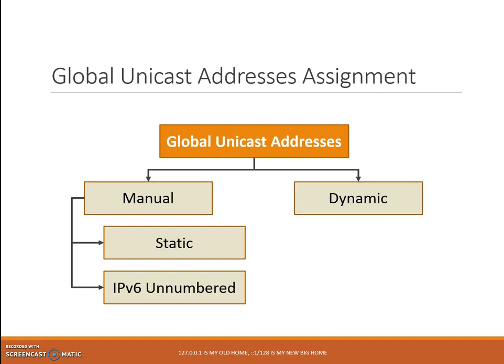Number two, IPv6 unnumbered, which is the same in IPv4 and IPv6. It allows an interface to use the IP address of another interface from the same device. The global unicast addresses can also be configured dynamically, and there are two options to do that.